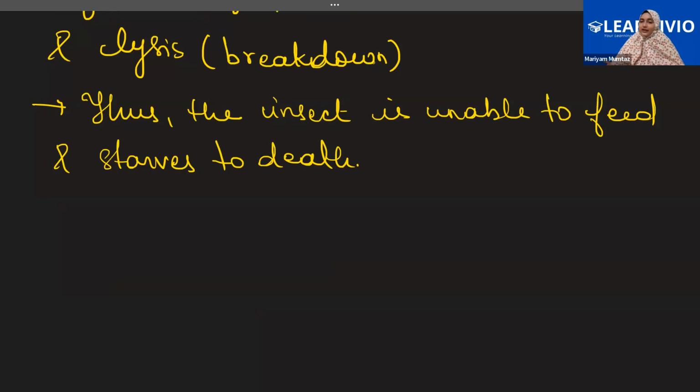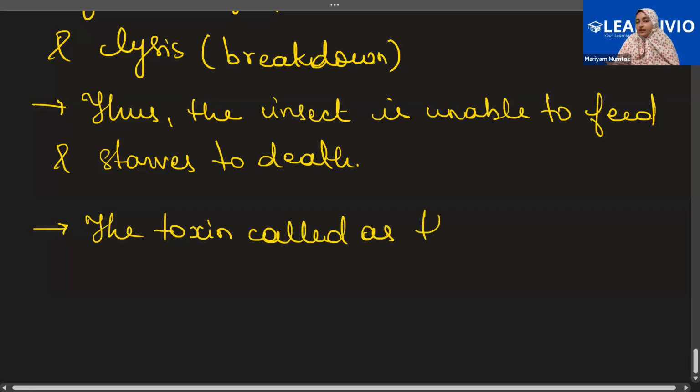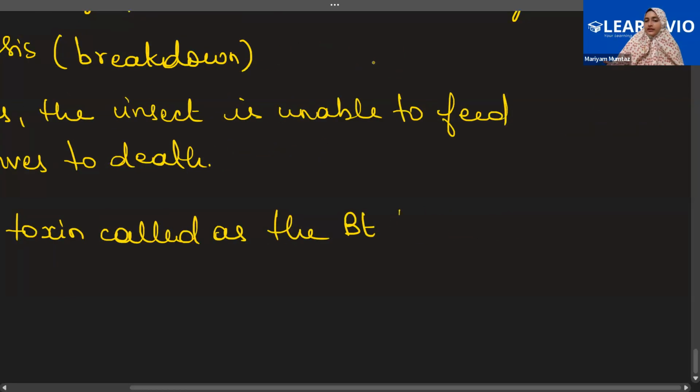Now coming on to the biotechnological approach to this particular thing. So what happens is that the bacteria that synthesizes this gene, the Bt gene, that gene is cloned into the plants. So talking about the biotechnological side of it, the toxin called the capital B small t. Okay, capital B small t toxin.